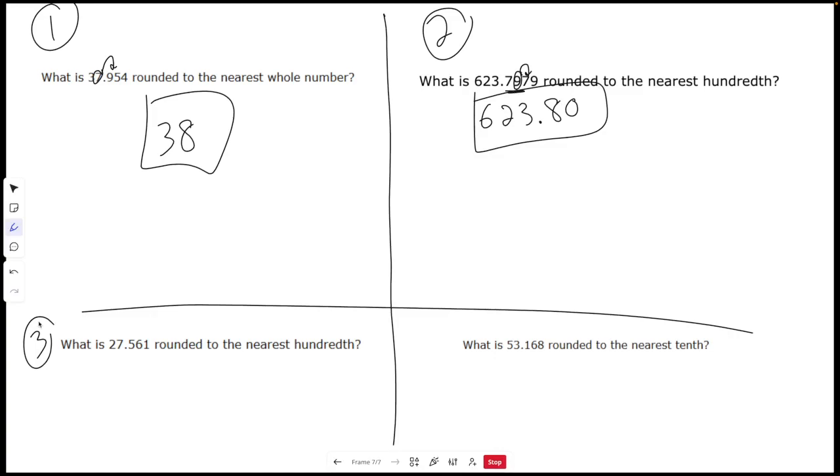For number 3, what is 27.561 rounded to the nearest hundredth? Hundredth is here. Look at the neighbor, so my final answer should be 27.56. For number 4, 53.6 is the final answer. And 53.2 should have been your final answer here. Circle the one, look at the neighbor, take one, and be done.